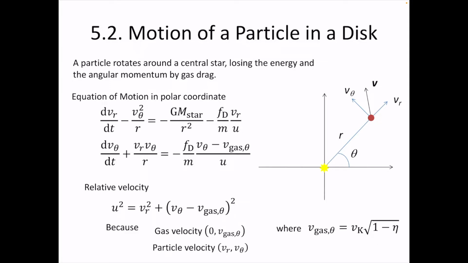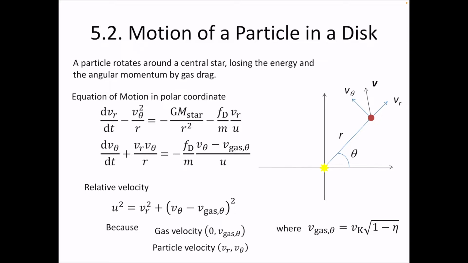The equation of motion in polar coordinates is expressed by two equations. The first equation is the equation for the r direction. The second equation is the equation of motion in the theta direction. d²r/dt² minus r(dθ/dt)² equals, on the right-hand side, the gravitational force, minus GM_star over r², minus F_d v_r over m u. The drag force is directed opposite to u.